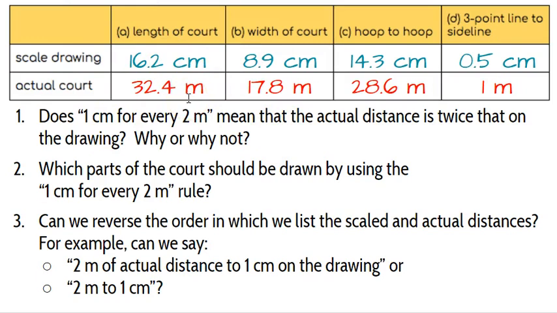Because we have the scale drawing, the length of the court, 16 2/10 centimeters on a piece of paper, and the actual court is 32 4/10 meters. Well, that is twice as much, and it is using meters, which makes more sense for the length of a court than centimeters. And centimeters would make sense if we were making a scale copy of it. And the same thing with all of these numbers across. So first thing I want you to think about is, does 1 centimeter for every 2 meters mean the actual distance is twice that on the drawing?